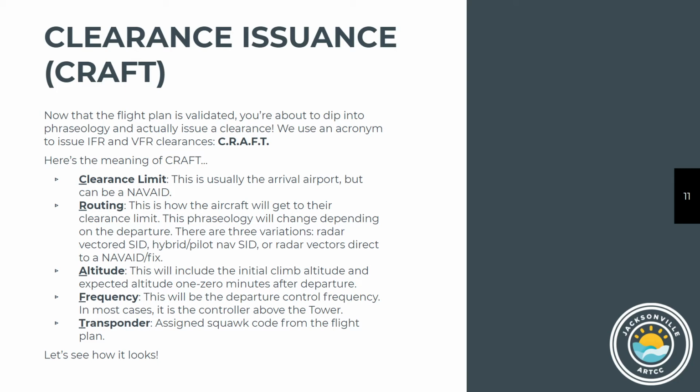So if the TRACON is on at Jacksonville, if Jacksonville approach is online, then it'll be the frequency for Jacksonville approach. If Jacksonville approach is not online, but Jacksonville Center is online, then Jacksonville Center will cover the departure for that aircraft, and so you'll give them the Jacksonville Center frequency.